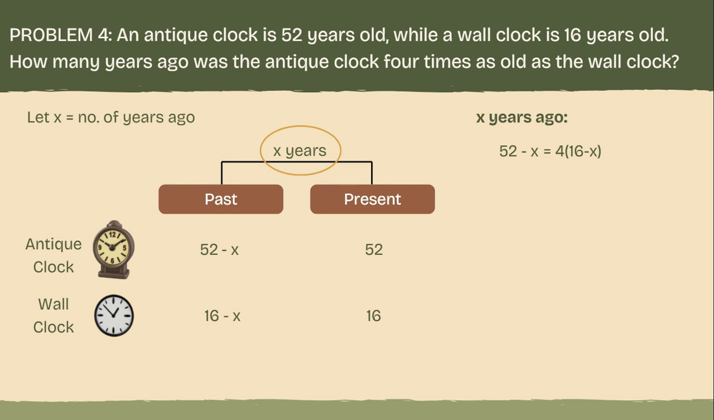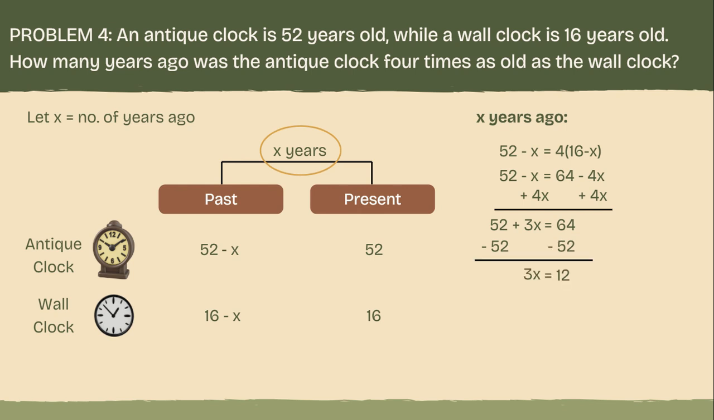Distributing 4 on the right side gives 52 minus x equals 64 minus 4x. Adding 4x to both sides gives 52 plus 3x equals 64. Subtracting 52 from both sides gives 3x equals 12, and dividing by 3 gives x equals 4. Therefore, the antique clock was 4 times as old as the wall clock 4 years ago.